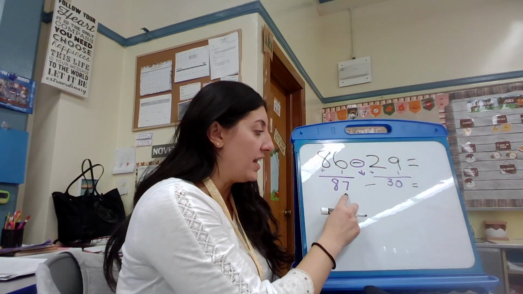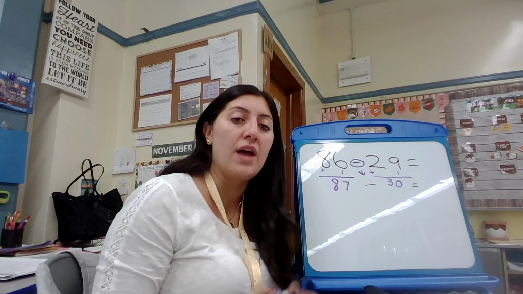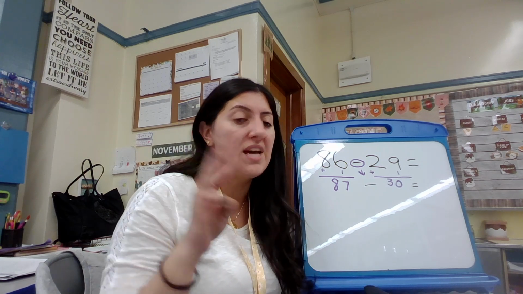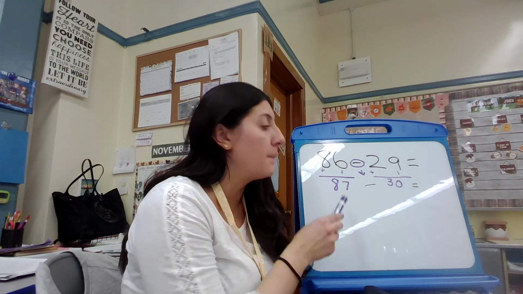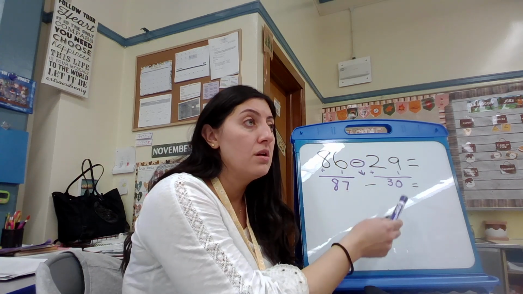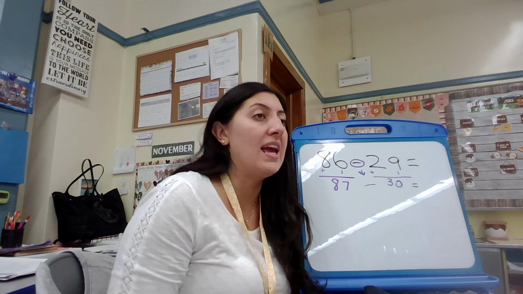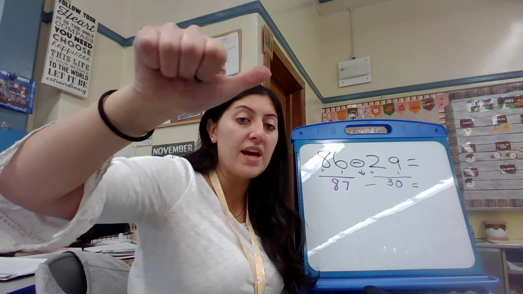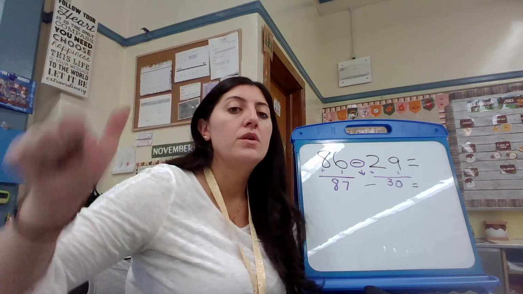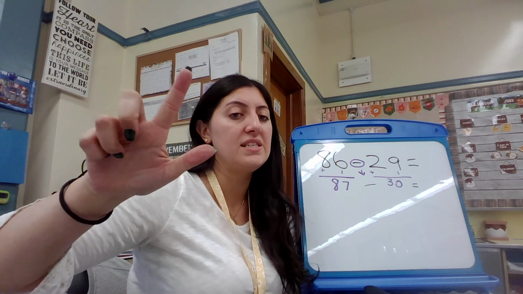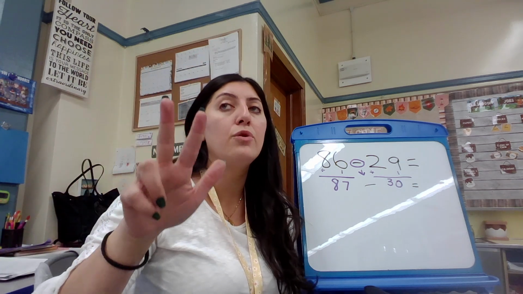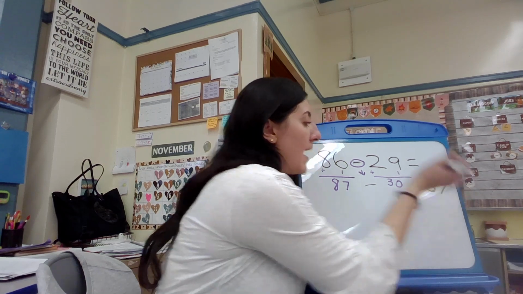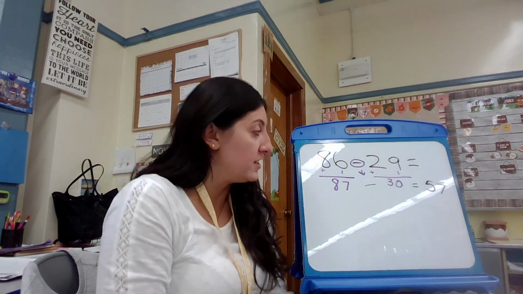Now, if I have 87 minus 30, I could do that in my head. I know 30 is 3 groups of 10. So if I have 87, I'm going to count backwards from 87 in my head. So I have 87 in my head. Subtracting 1 group of 10 would bring me to 77. 2 groups of 10 would be 67. And 3 groups of 10 will be 57. So 87 minus 30 equals 57.